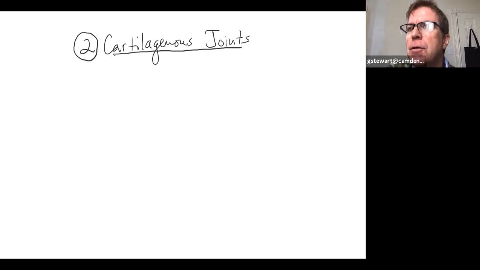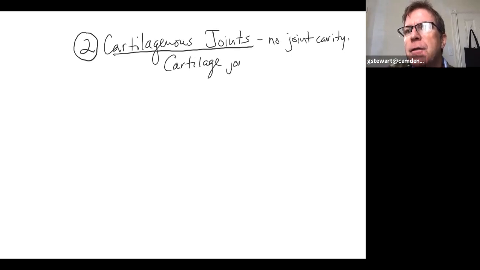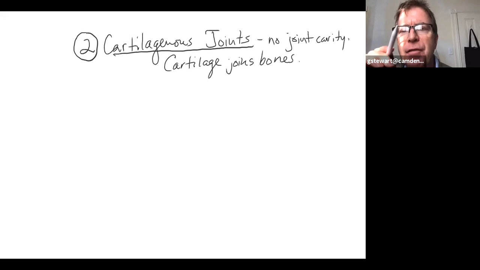These also have no joint cavity, but the tissue binding bone to bone, guess what? It's cartilage from its name. So I'm just going to write cartilage joins, you could say binds bones together. So rather than a dense fibrous connective tissue, it's cartilage that's going to join the bones together. And there's 2 major types of cartilaginous joints.